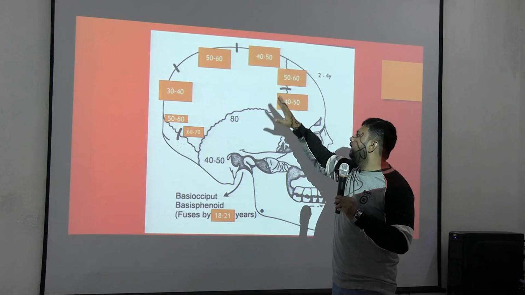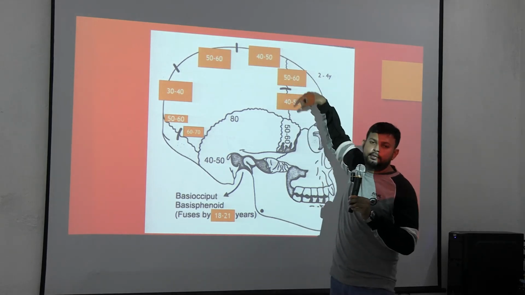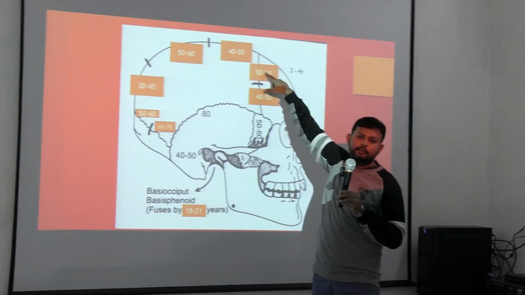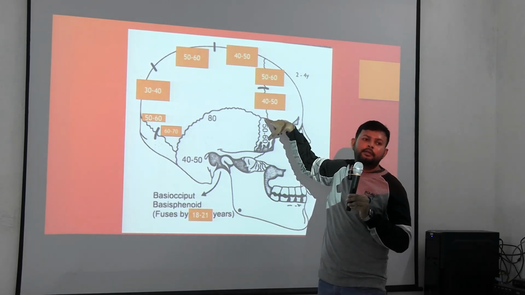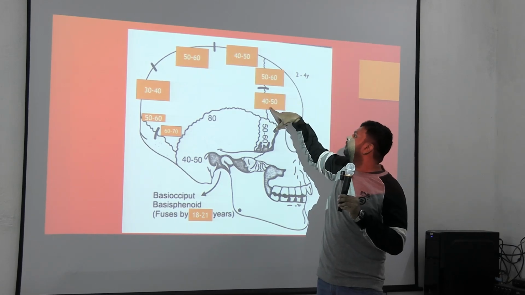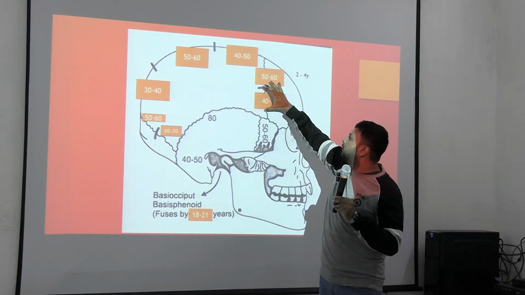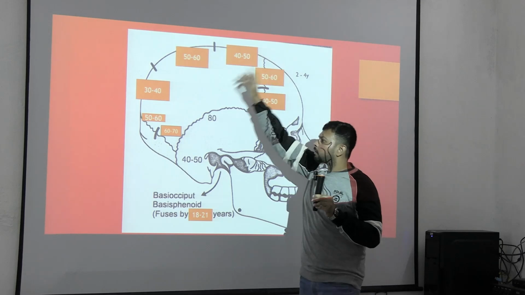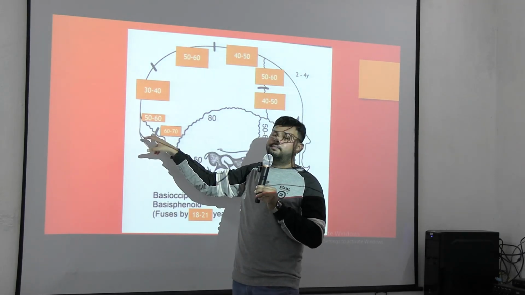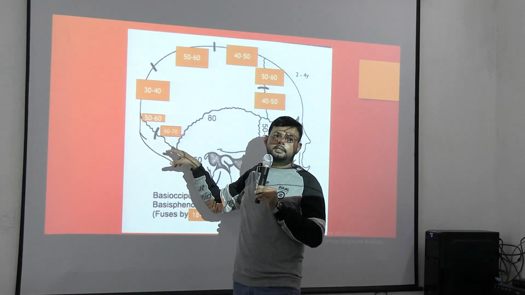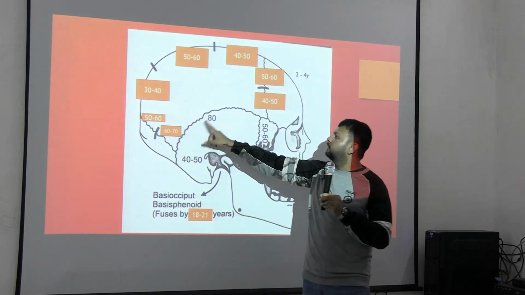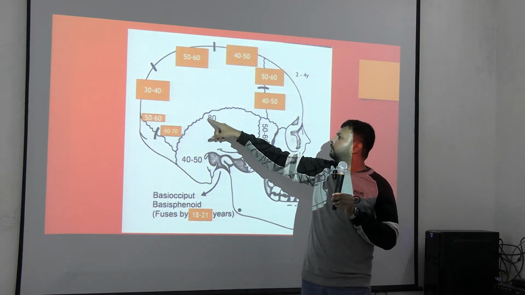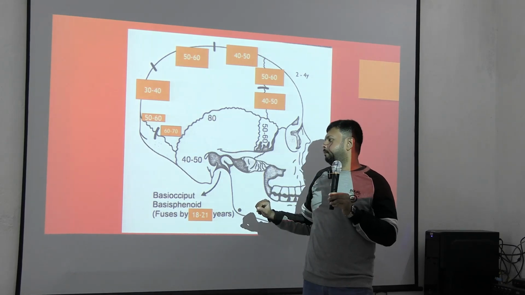Okay. Then what suture is this? Coronal. So 40-50, 50-60. নিচে তারপরে উপরেরটা. Here the lambdoid suture is 50-60, then 60-70. Okay, this is the way you remember. And the final one is this one, squamous. This suture fuses at about 80 years of age.